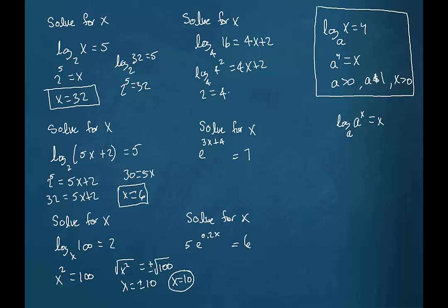So we have 2 is equal to 4x plus 2. If we were to subtract 2 from both sides, we'd have 4x is 0, which just tells us then that x is 0.